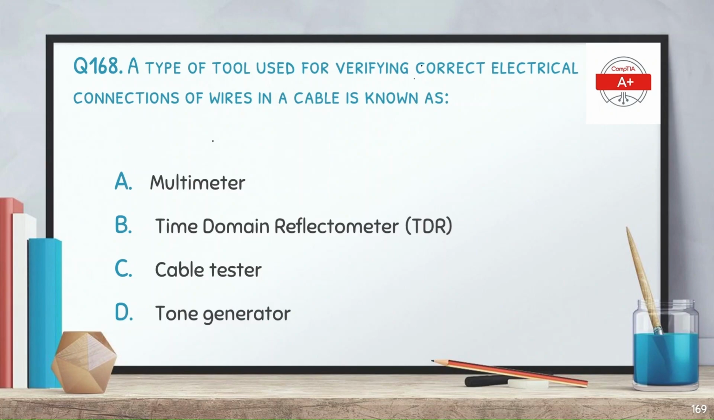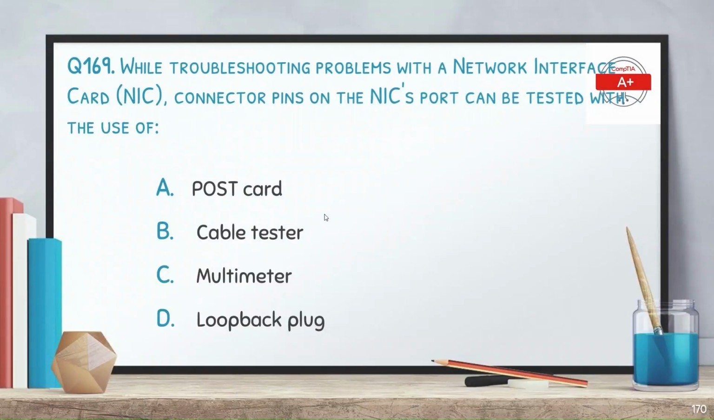A type of tool used for verifying correct electrical connections of wires in a cable is known as, and the options are A, multimeter, B, time domain reflectometer, TDR, C, cable tester, and D, tone generator. And the correct option is again the cable tester.